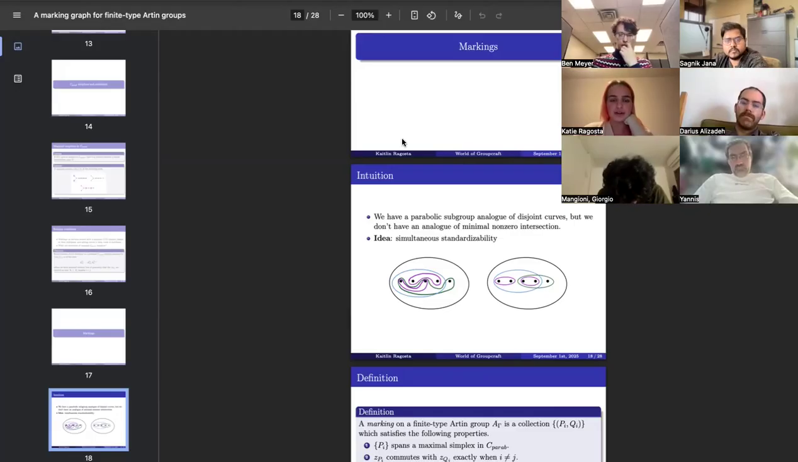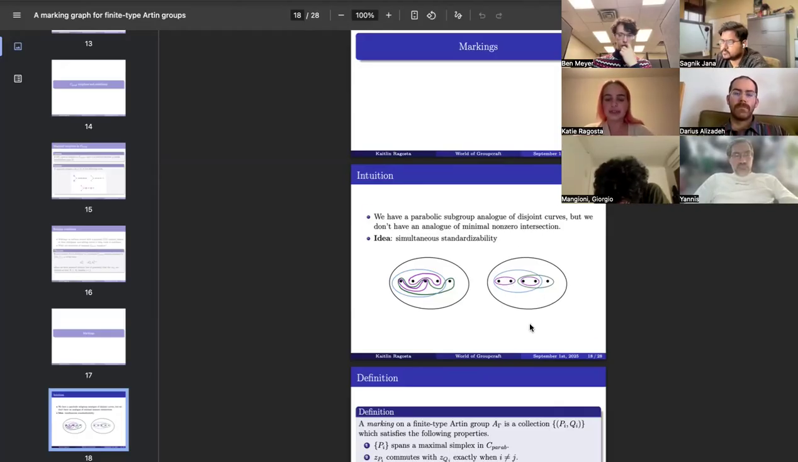Someone has asked in the chat: what does intersecting minimally mean? One intersection point or two intersection points? That's a good question. So I am only thinking about the punctured disk. So for me, minimal non-zero intersection number is 2. In general, on a surface, you could have curves that intersect once, but on the disk, that never happens. Because every curve is separating on the disk, it's always 2.